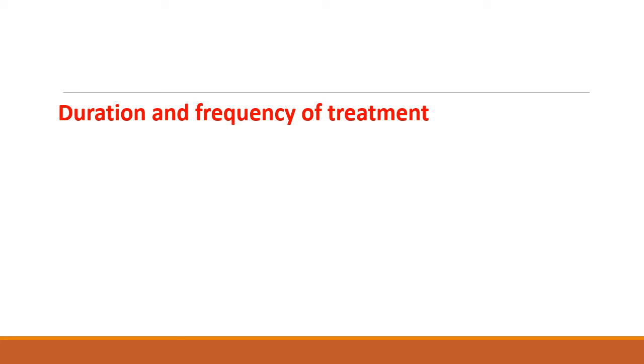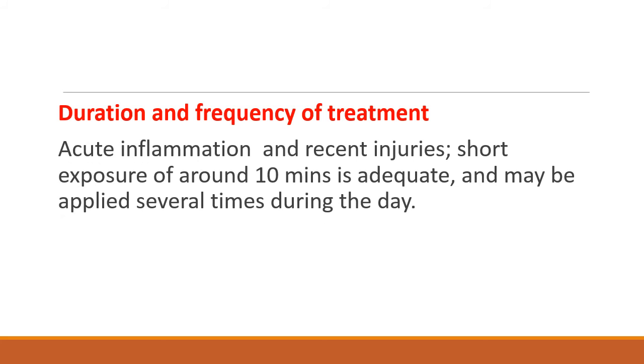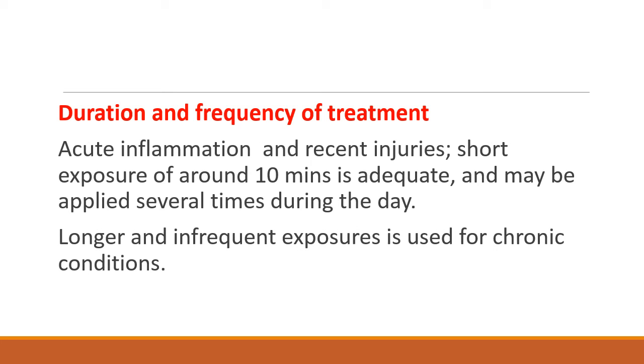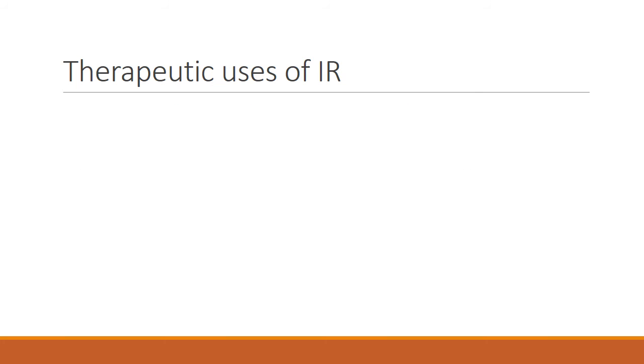Number 5, duration and the frequency of treatment. So we choose the apparatus, we prepare the patient, we adjust the lamp and the patient together, and then the mechanism of the treatment session itself. Then number 5, duration and frequency of treatment. We are still in the mechanism of how to give an infrared session. For acute inflammation and recent injury, a short exposure of around 10 minutes is adequate and may be applied several times during the day. Longer and infrequent exposure is used for chronic conditions.